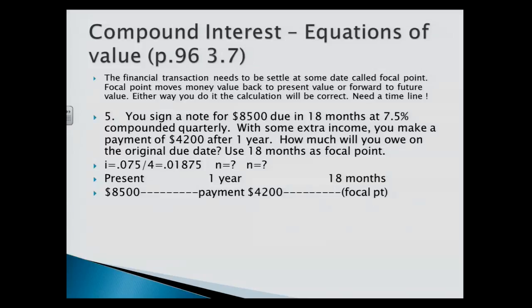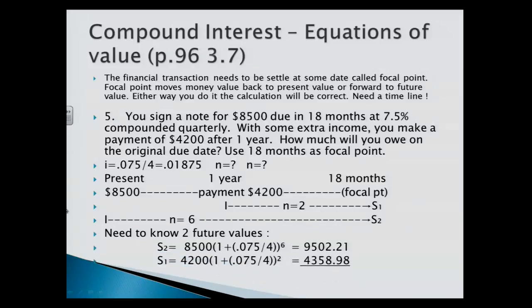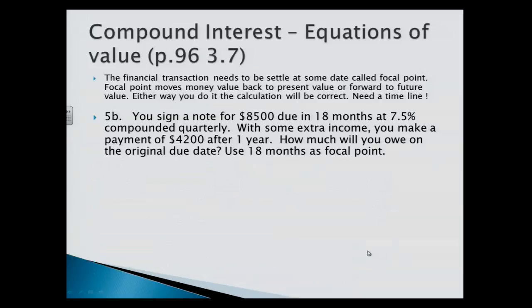We have to calculate an I and an N for each of these. I will remain the same, and there are going to be two different N's. N for the $4,200 is 2, and for the $8,500 is 6. It's per quarter. There are 4 quarters in a year, and then there are 2 more for a total of 6. We need to calculate 2 future values, one for $8,500, one for $4,200. And here is the calculation for compounded quarterly. If we subtract those two, then at the 18 months, we owe $5,143.23.